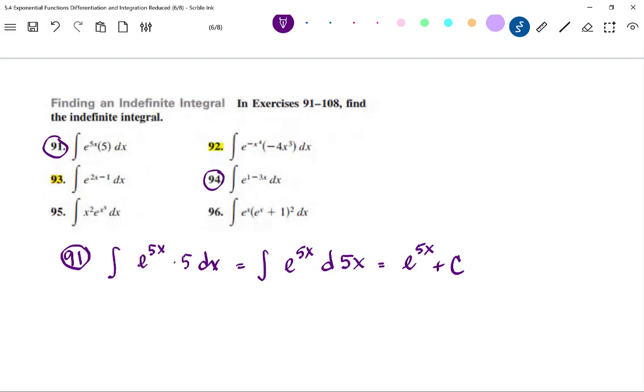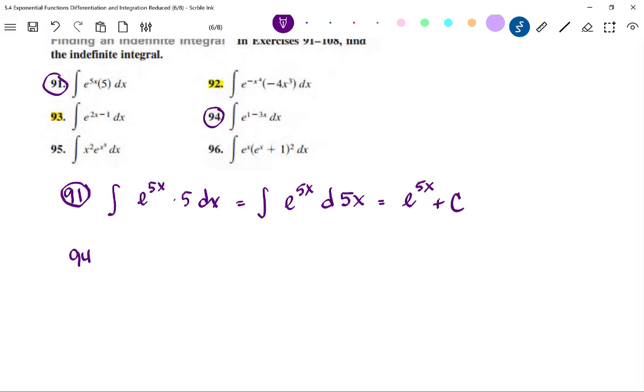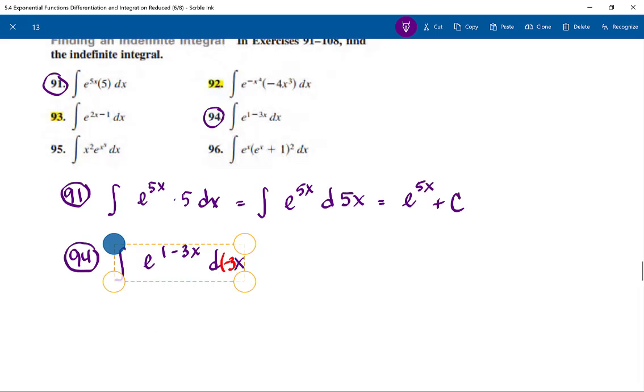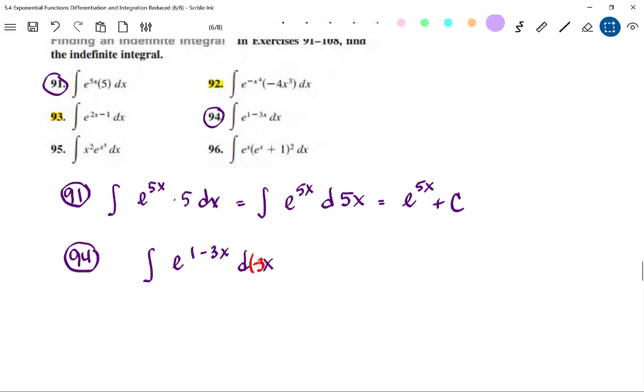For question 94, it's the integral of e to the 1 minus 3x dx. Well, we can always multiply with negative 3 dx as long as we divide by negative 3. And then we can always add a 1 because the derivative of 1 is 0. So again we have e to the u du, which the result is going to be negative 1/3 e to the u.